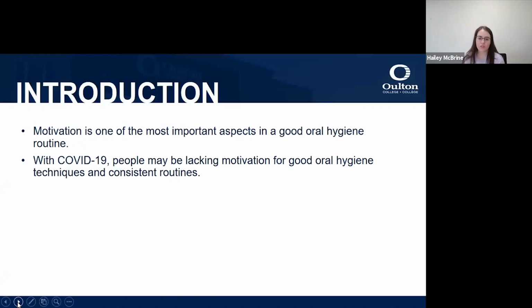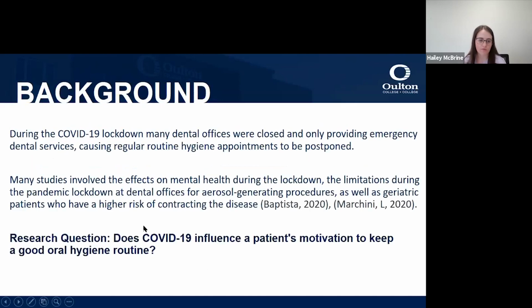Motivation is one of the most important aspects of a good oral hygiene routine. With COVID-19, people may be lacking motivation due to the lockdowns and everything being closed, and so they may be lacking motivation for good oral hygiene, techniques, and routines. During the COVID-19 lockdown, many dental offices were closed and only providing emergency dental services, which caused regular routine hygiene appointments to be postponed.